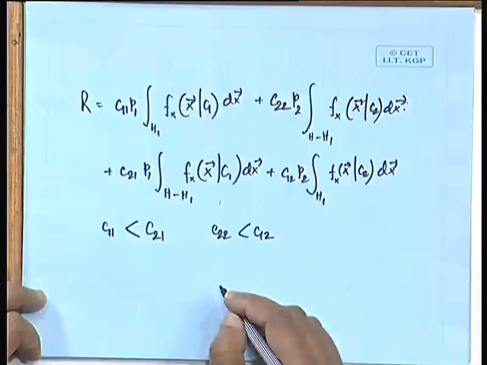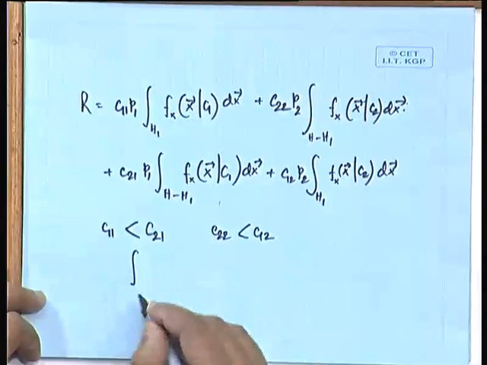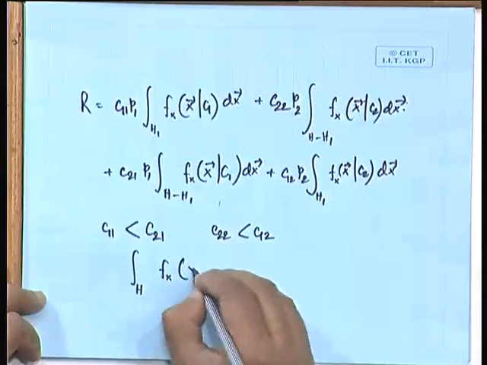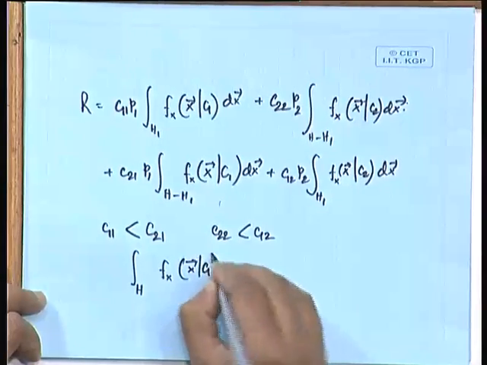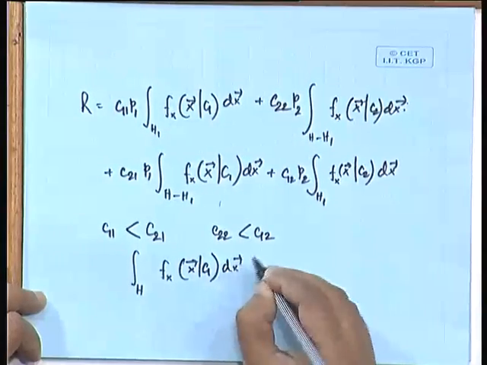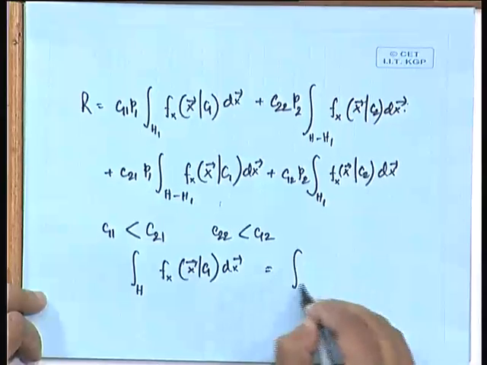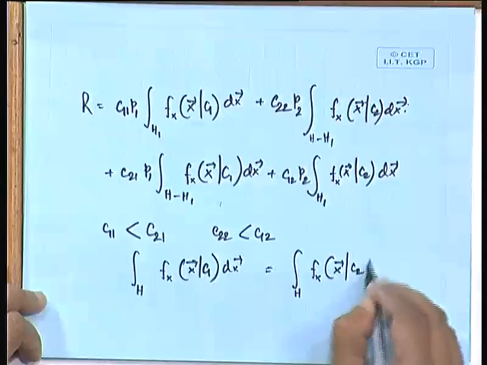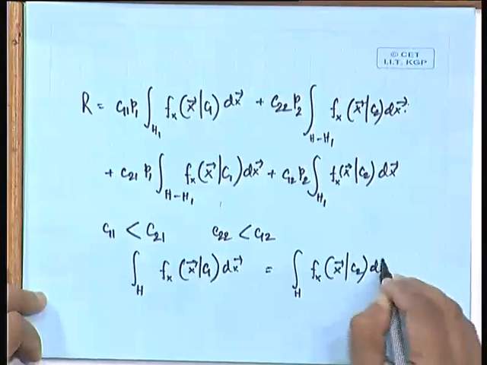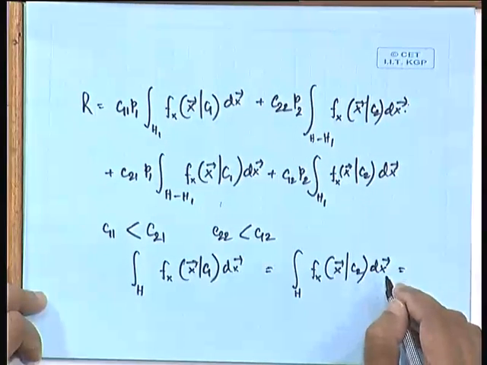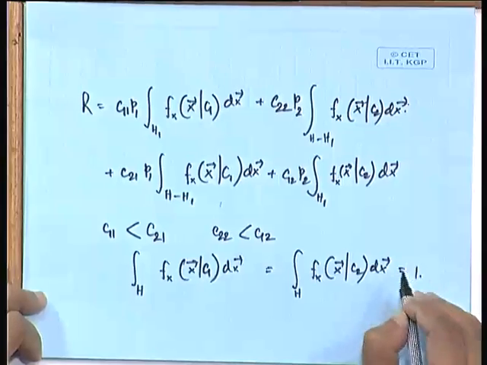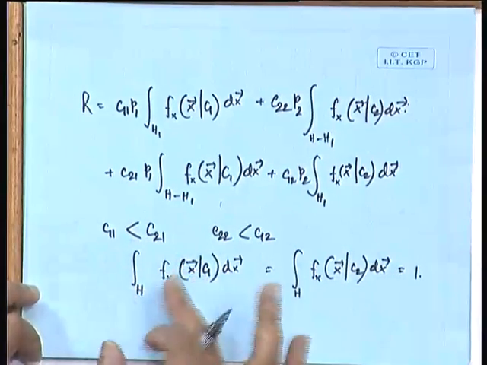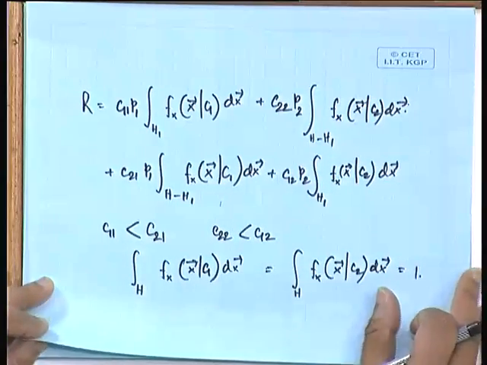That is one of the restrictions that we are having, and another is that because H is the total space, the integral of fx of x given C1 dx, whether we call it x given C1 or x given C2, this integration is going to be equal to 1, as you very rightly said. So, by applying these, what we are going to get is as follows.